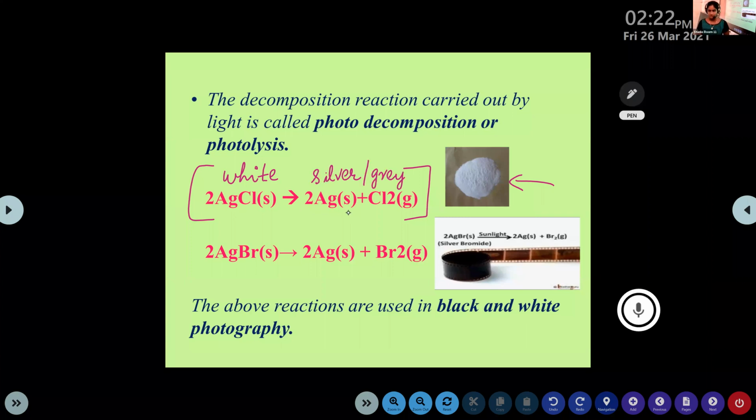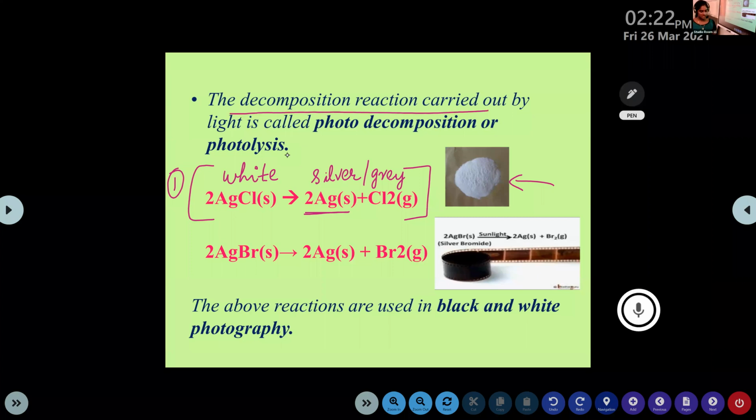What is the symbol of silver? Ag. So here silver is formed. It is silver or gray in color. So this is the first example for this photo decomposition or photolysis. Now you can write the definition. The decomposition reaction carried out by light is called photo decomposition or photolysis.